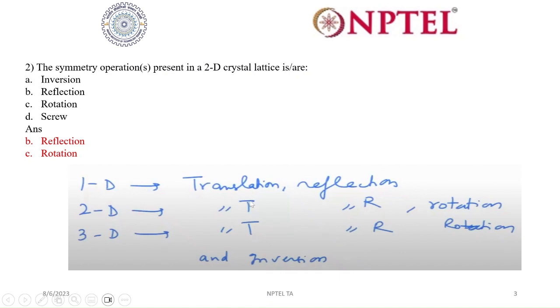1D has translation and reflection. 2D has translation, rotation, and reflection. 3D has translation, rotation, reflection, and rotation.